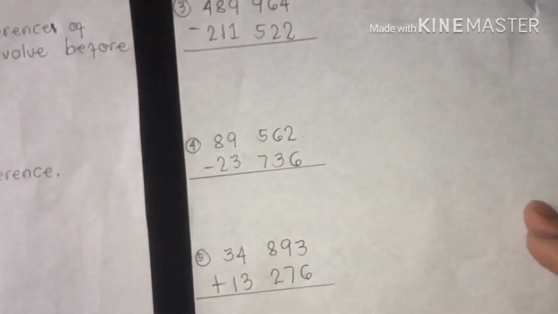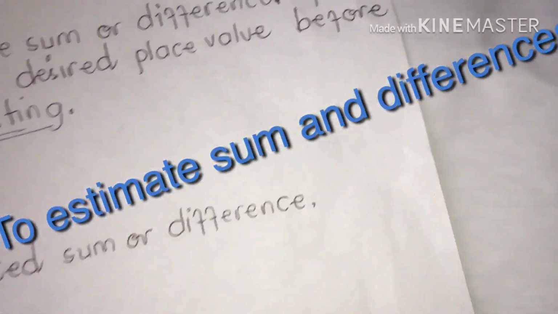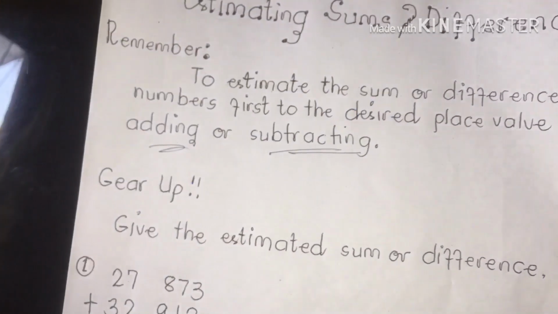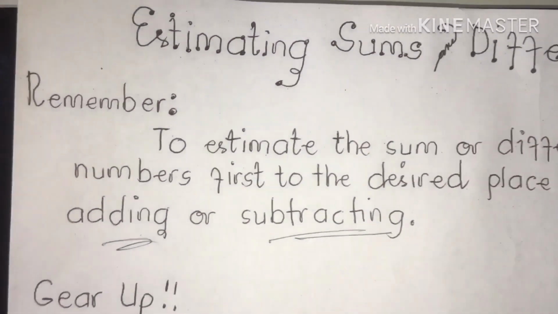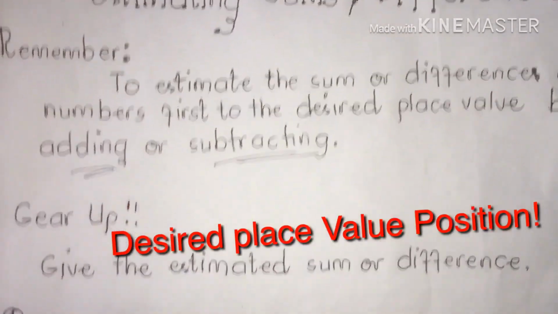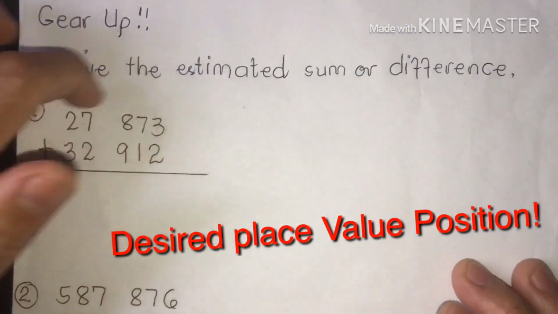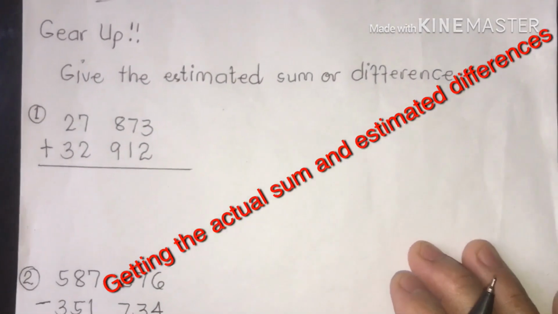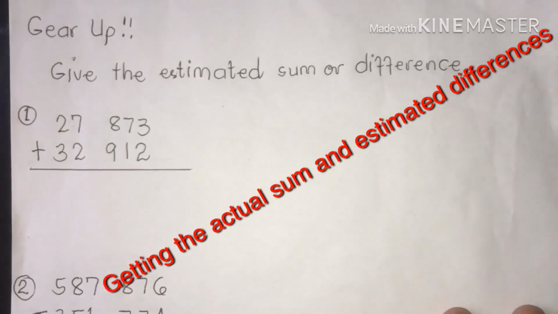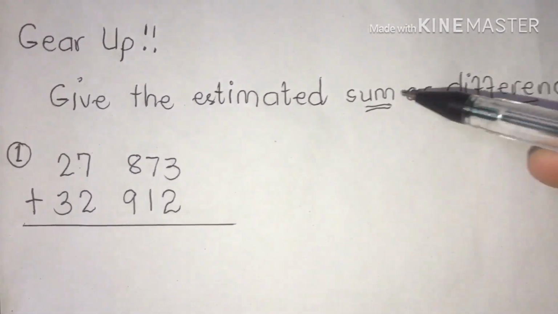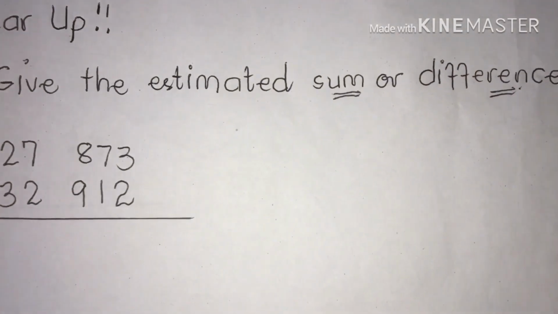Estimation is useful in solving different problems, either before or after solving the problem. We can tell if the solution makes sense if the actual answer, when rounded, is near to the estimated sum or estimated difference. Sum means addition, difference means subtraction.